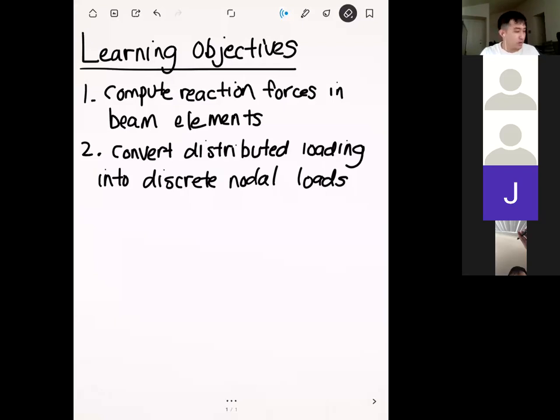Hopefully everyone's doing well. So the plan for today is that we're going to continue on with our lecture notes on beams. Hopefully we can at least make significant progress on that, or maybe finish it. And then what we'll start on Wednesday is the last big chunk of lecture notes for this unit, which is on frame elements. Today we're going to go over two main topics for beams: first, how to compute reaction forces, and second, how to deal with distributed loads.